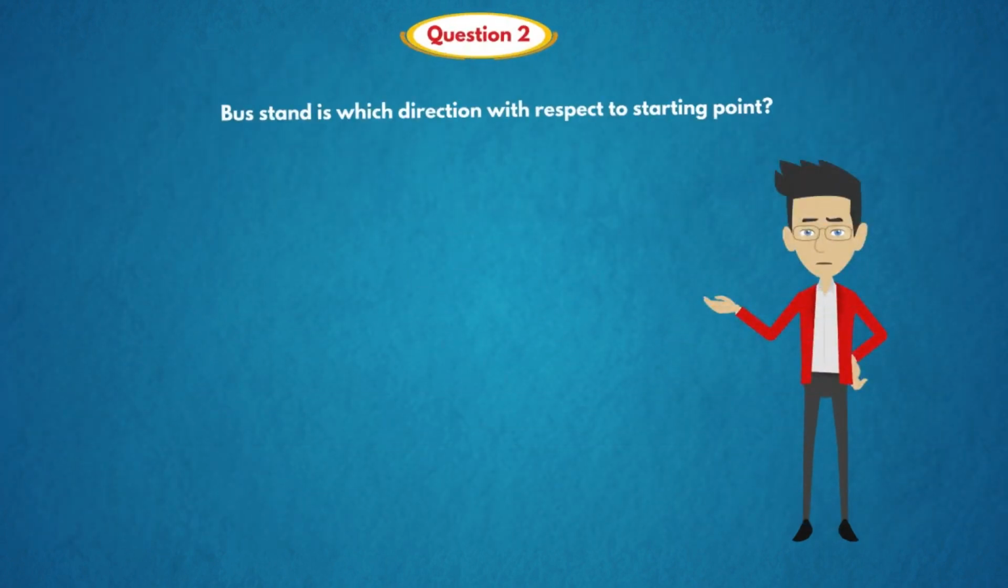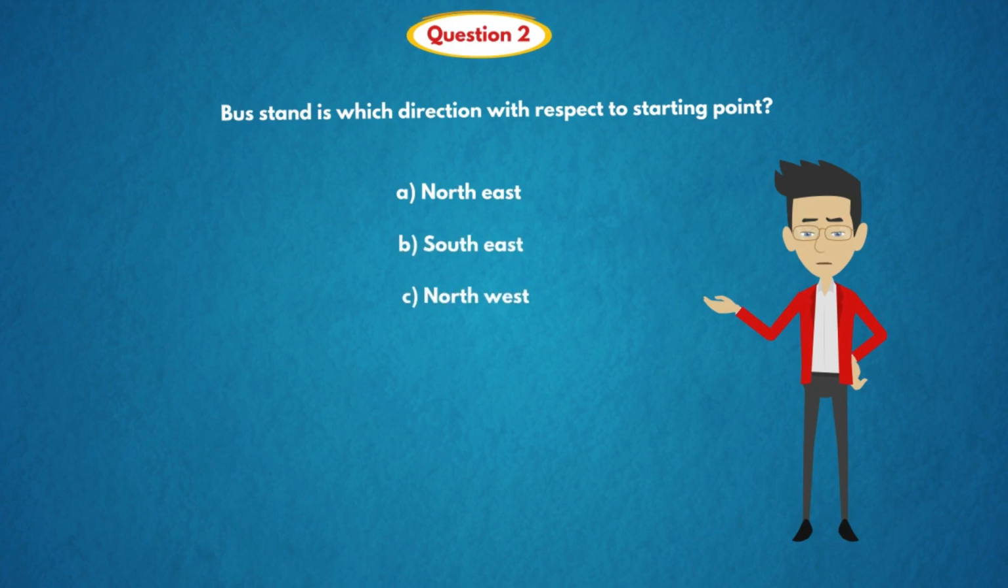Question number 2. Bus stand is which direction with respect to starting point? Options are option A, northeast, option B, southeast, option C, northwest, option D, southwest and option E, none of these.